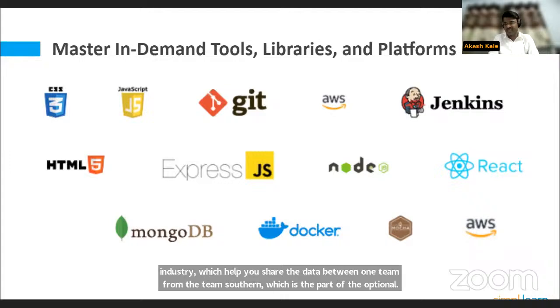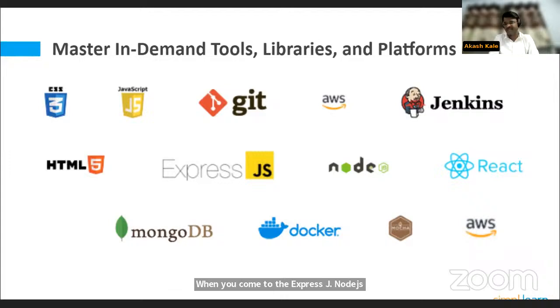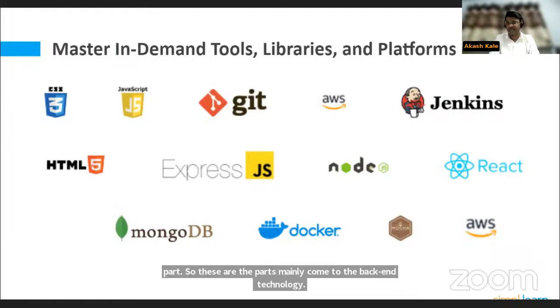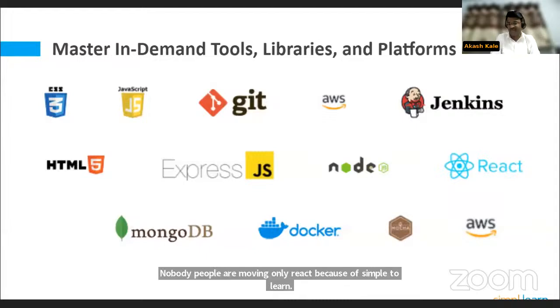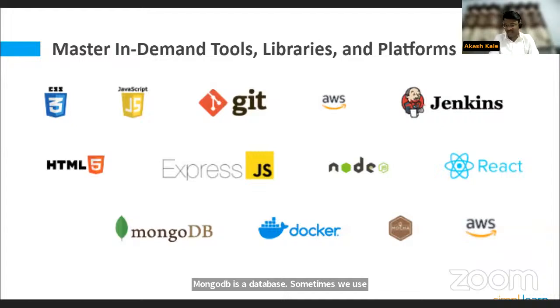When you come to Express.js and Node.js, these are mainly the backend side technologies. In Node.js, Express.js is a module that helps to create the backend side technology. React.js is front-end side technology. Sometimes some clients prefer Angular, and some clients even prefer Vue.js, because there are a lot of libraries and frameworks available in the market. But to learn these, HTML, CSS, JavaScript is the base. And then the client may want React, maybe Angular, maybe Vue.js. Nowadays, people are moving only to React because it is simple to learn. MongoDB is a database. Sometimes we use the MySQL database, but MongoDB is preferable.